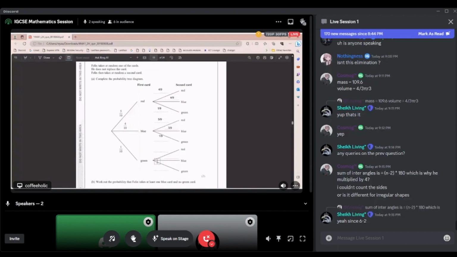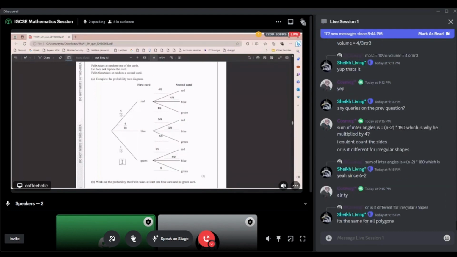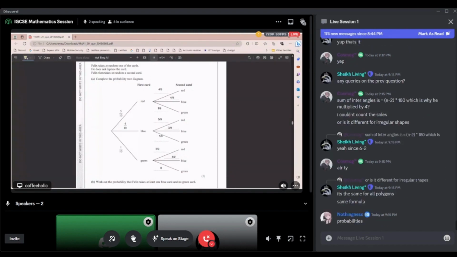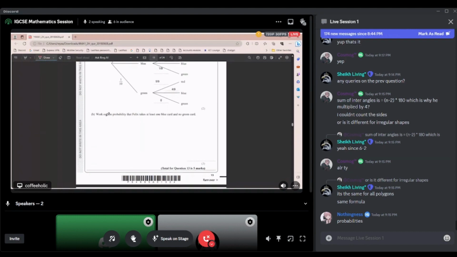And then for green first, for red, it would be 5/9 because there's 9 cards remaining. For blue, it would be 4/9. And for green, remember, the trick is it would be 0 because you've already taken 1 card. There was only 1 green card, and you've not replaced it. Over here, it very clearly says you've not replaced the card. As a result, there's 0 green cards left. Is that clear, guys?